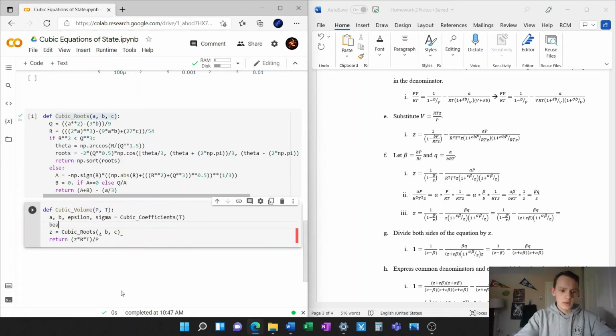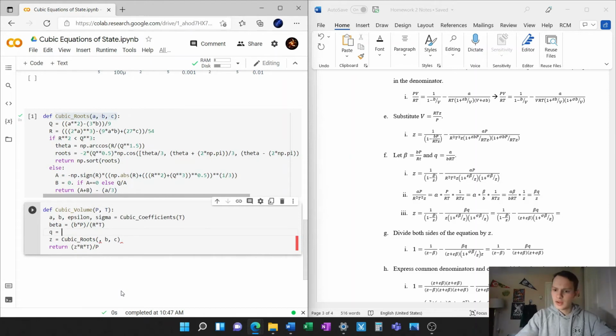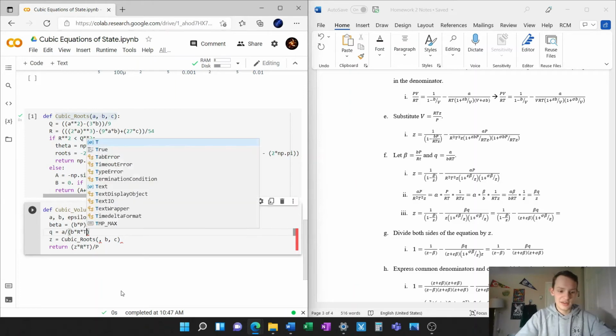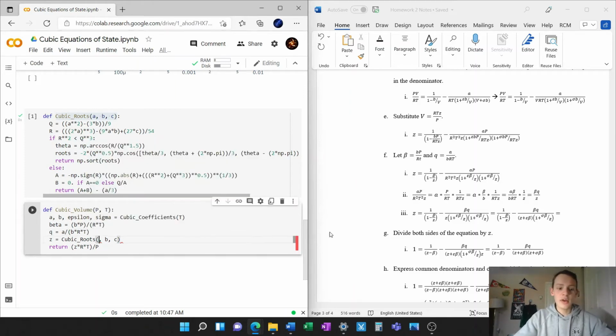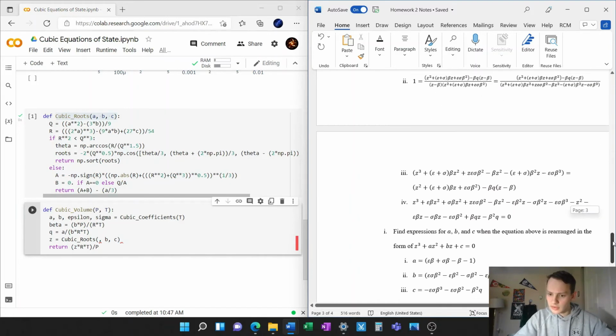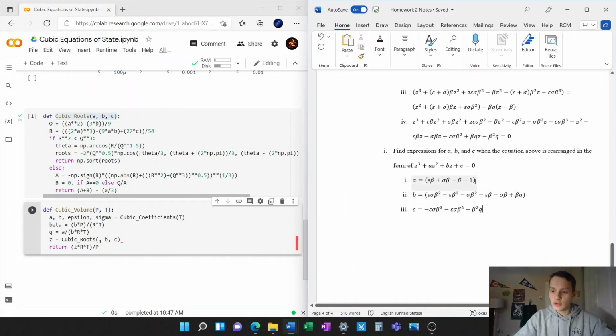Beta is equal to the product of B and the pressure divided by R times T. And then Q is equal to A divided by, it's easy to get lost in all the text, b times r times t. Okay, perfect. So now what I'm going to do here, scroll down so that you can see this, is I'm going to put this in for A, this in for B, and this in for C.